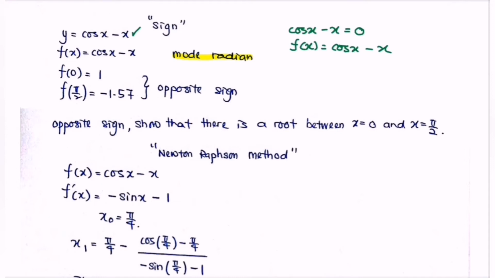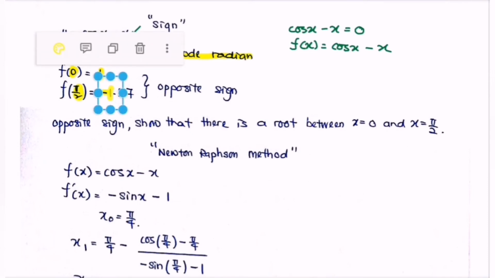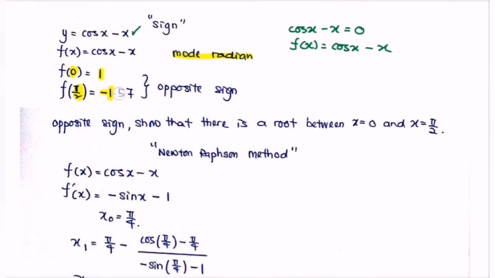So let's say the starting is 0, because we know that the function is in between 0 and pi. So let's say we have 0. If we press the calculator, it shows a positive value, which is 1. Next, followed by pi over 2, and we notice that we have a negative value. So we can see that opposite sign show that there is a root in between x equals to 0 and x equals to pi over 2.